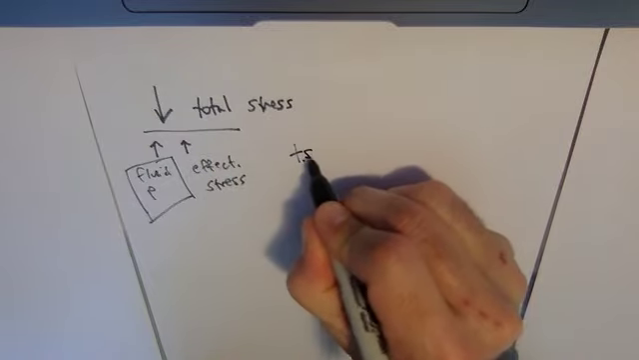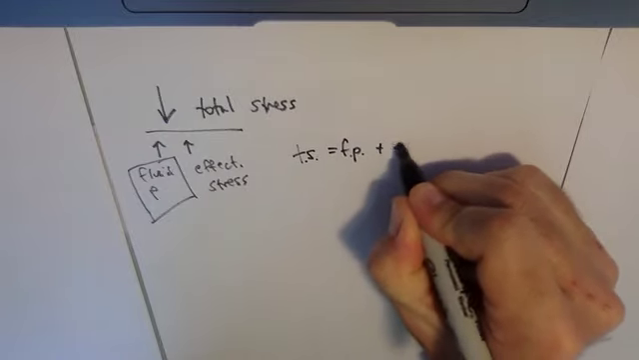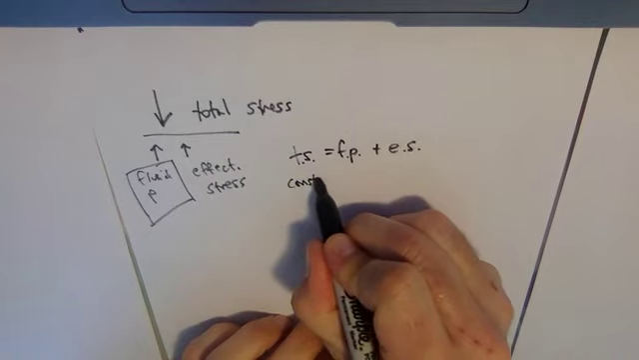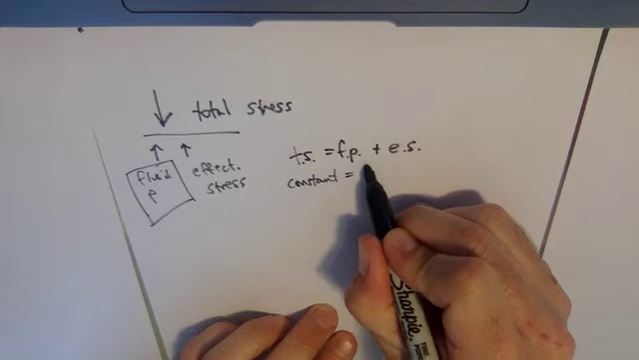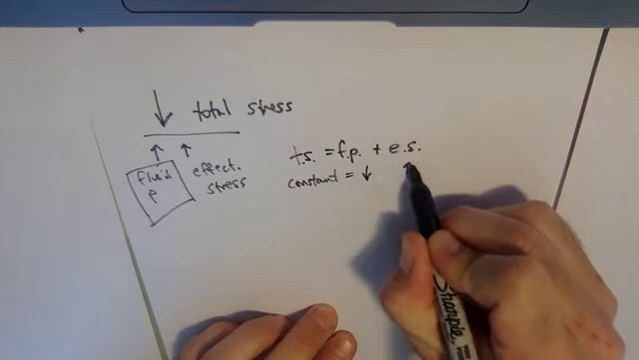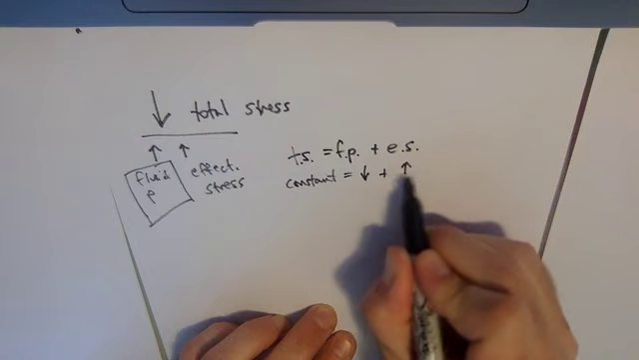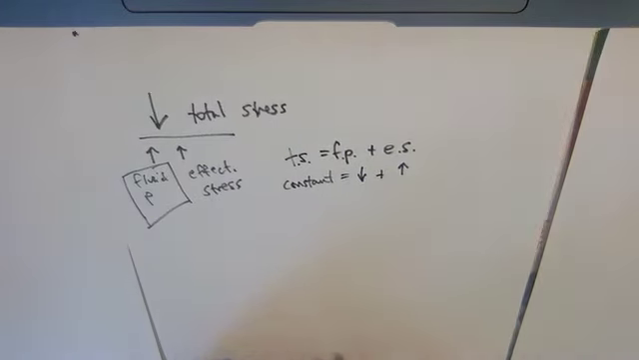Total stress, Ts, is equal to fluid pressure, Fp, plus effective stress, Es. So this is a constant. The downward force is constant. So then if you reduce the fluid pressure, you have to increase the effective stress, so that when you add this to this, they equal this term over here. All right, so why does that matter?